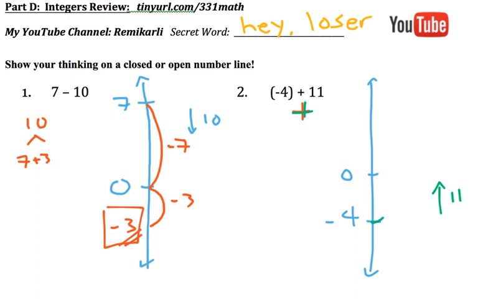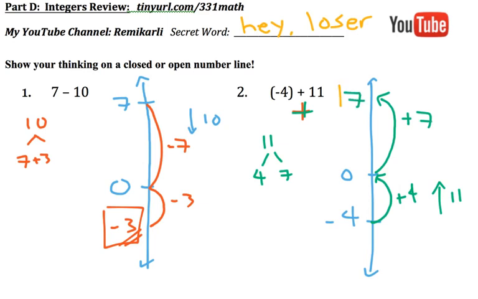So from -4 up 4, that would get us exactly to 0. And then out of the original 11, if we already used 4, we'd have 7 left over. So I'm going to go up 7 more. And that gets us our final answer of +7.